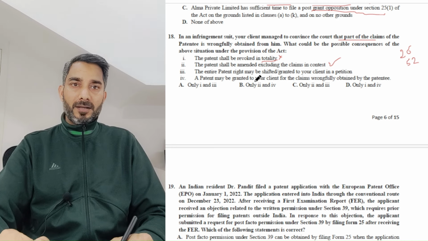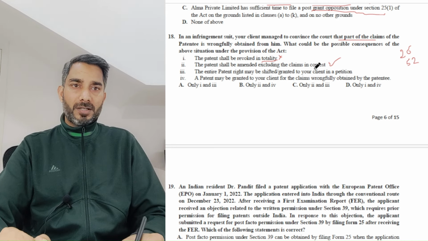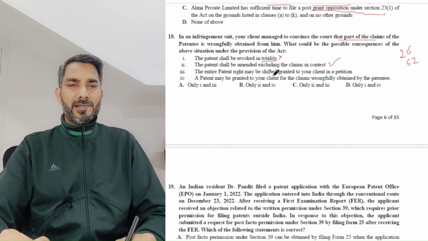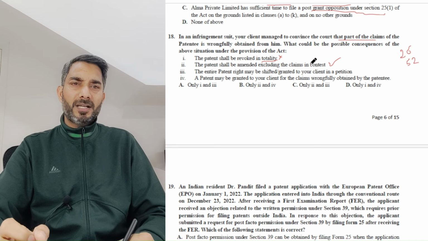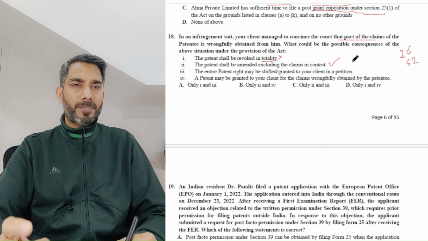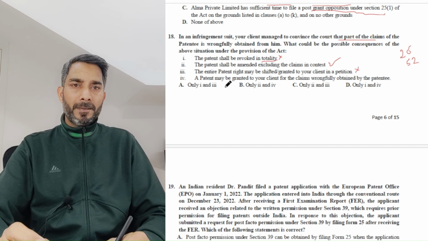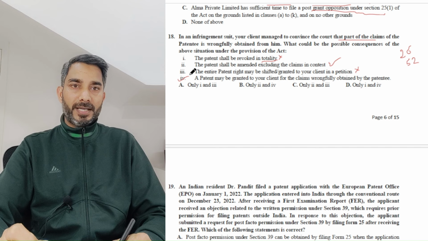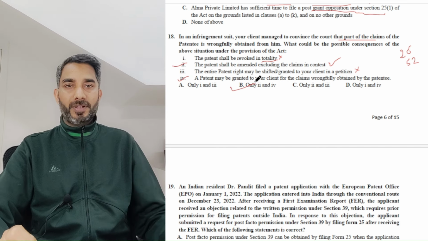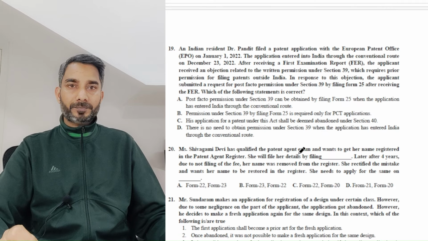The entire patent right may be shifted or granted to your client in a petition. The entire patent right, no, because it's part of the claim. So part of the claim can be given to you. A patent may be granted to your client for the claims wrongfully obtained. Yep. So this is correct. And which one is correct? 2 is correct. So only 2 and 4. Perfect. Let's move to the next one.